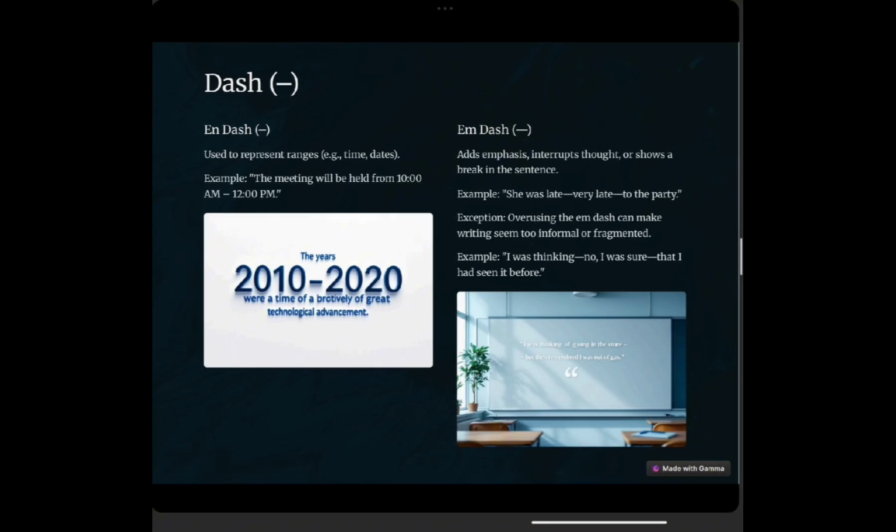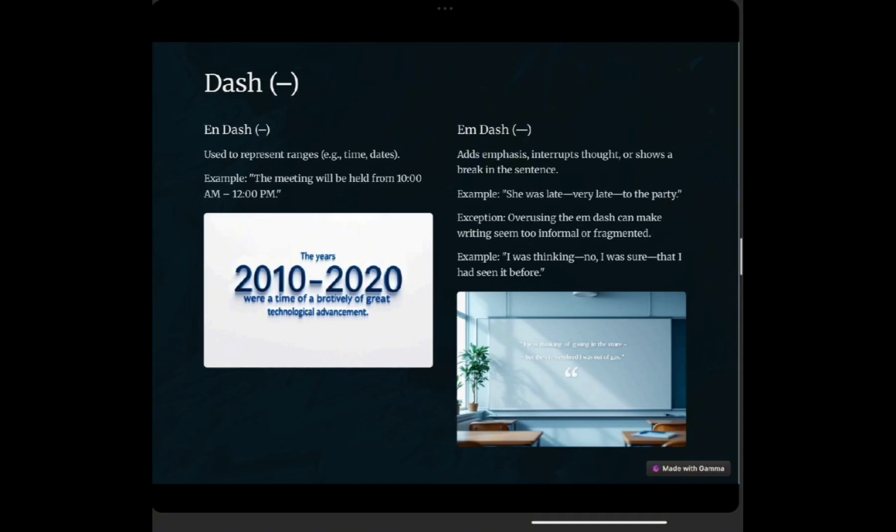Finally, the dash. The dash is used to add emphasis, show a sudden break in thought, or insert additional information. For example, the meeting will be held from 10 a.m. to 12 p.m. The dashes are used for different purposes, such as to represent ranges, like 10–12 p.m.